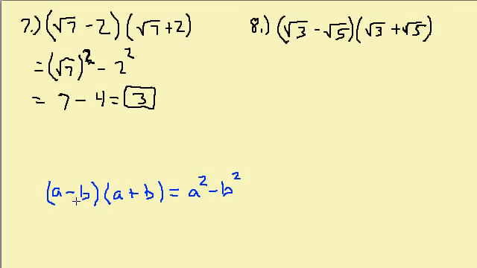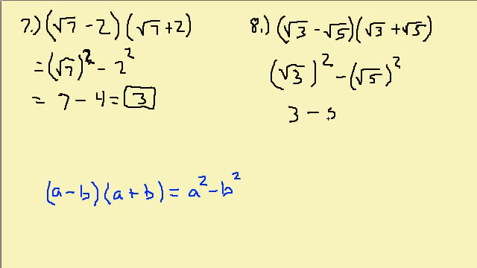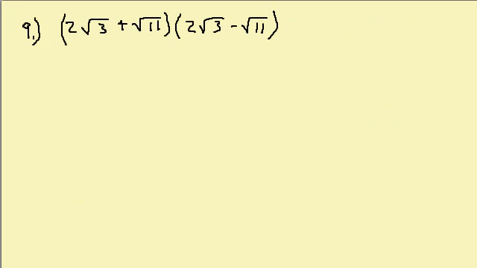This one's also in the form a minus b times a plus b. And in this problem, a is equal to square root of 3, b is the square root of 5. So this is the square root of 3 squared minus square root of 5 squared. And square root of 3 squared is 3 minus square root of 5 squared is 5. So we get negative 2 is our answer. Okay. And let's take a look at one more.